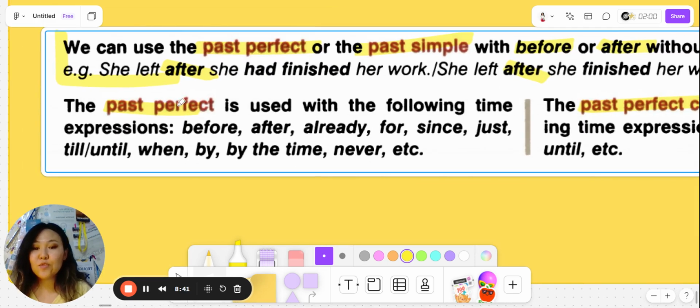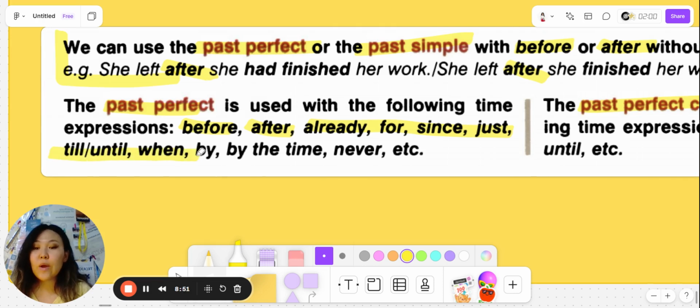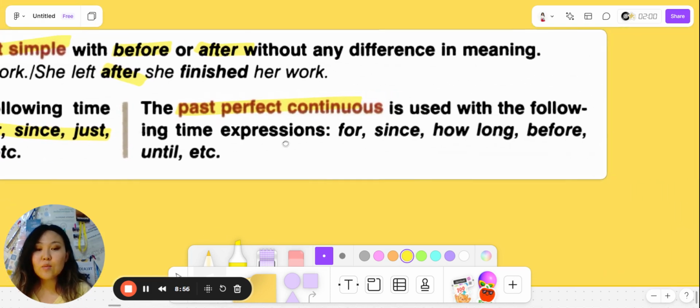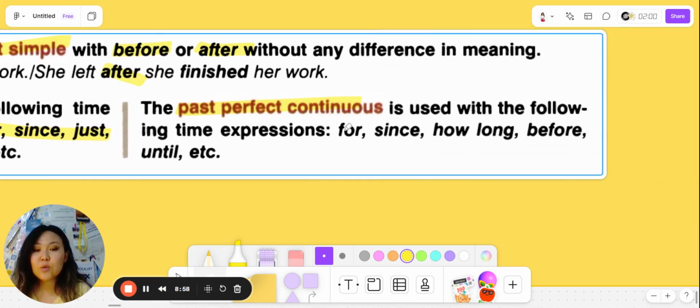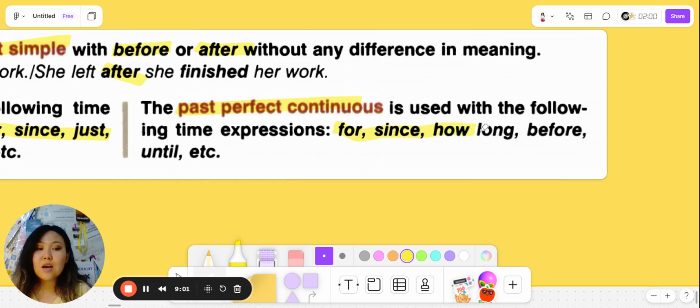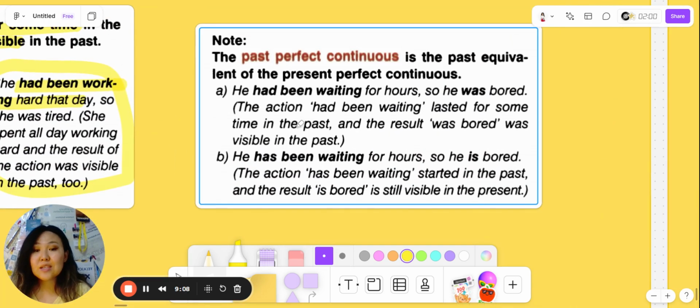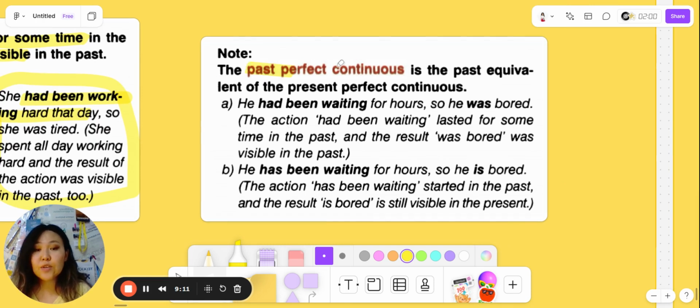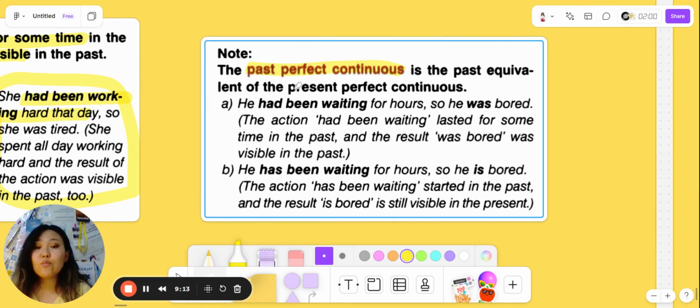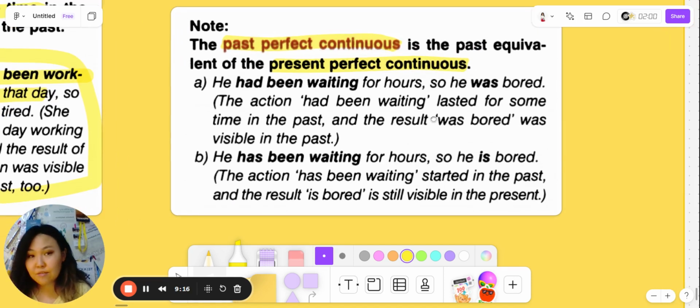Next one, past perfect is used with the following time expressions: before, after, already, for, since, just, till, until, when, by the time, never, etc. While past perfect continuous is used with expressions like for, since, how long, before, and until, etc. Also, the same as past perfect simple, past perfect continuous is the equivalent of present perfect continuous. Again, everything in the past.